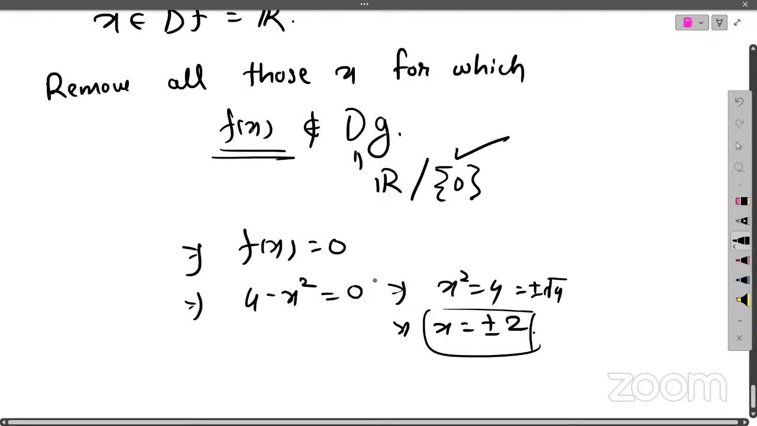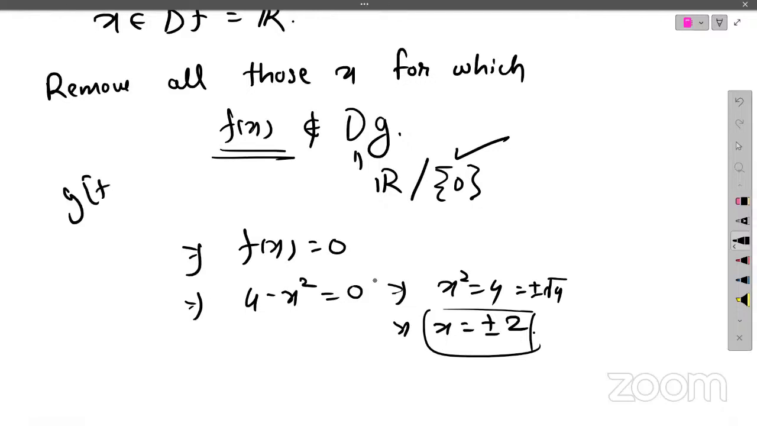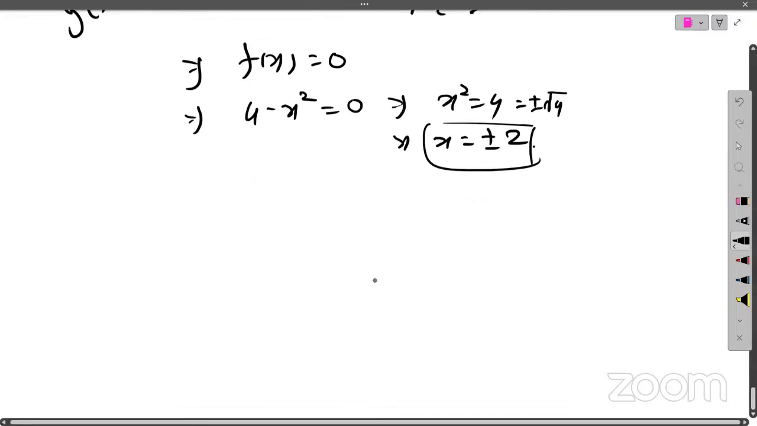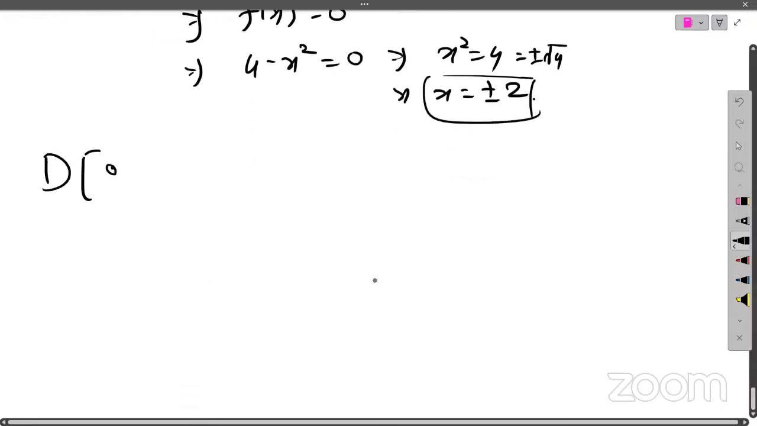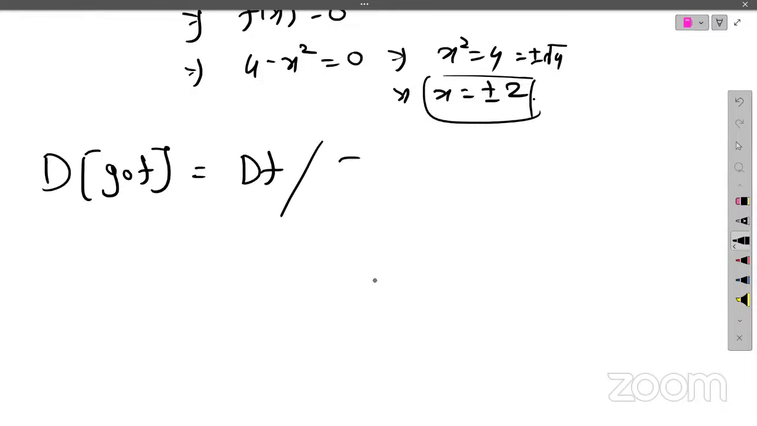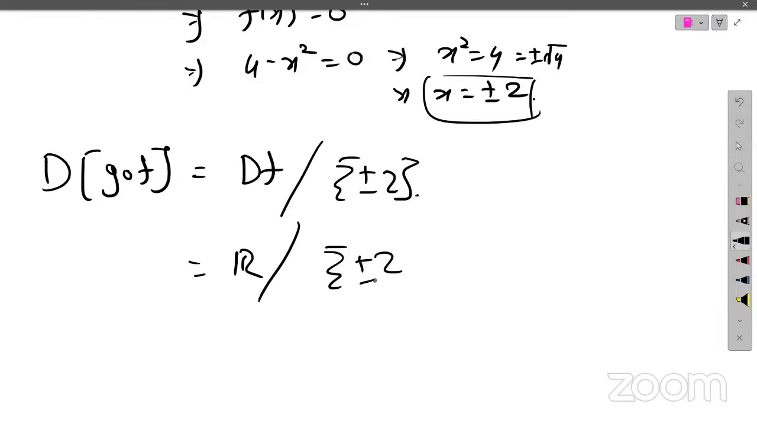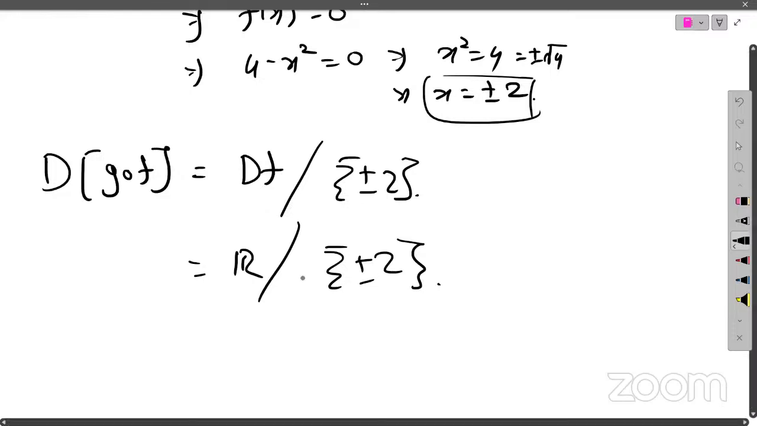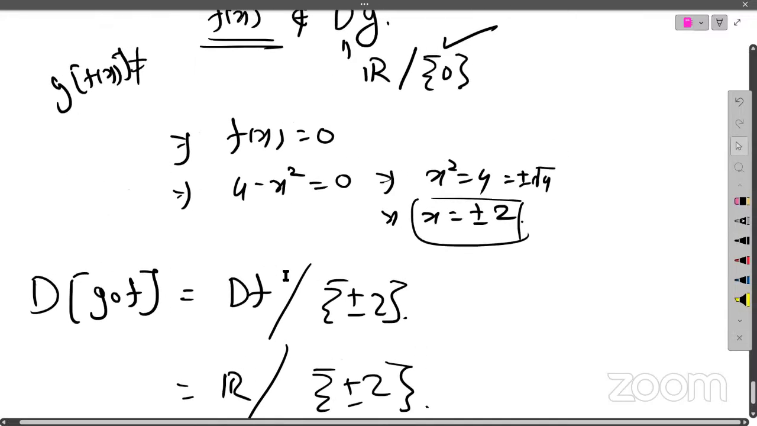And since f of x becomes 0, g of f of x does not make any sense. We cannot find it to be a real number. So the domain of g composite f will become the domain of f minus these 2 points, plus minus 2. That means the domain is the real numbers minus the 2 points, plus minus 2. Okay, is that fine? Any doubt?